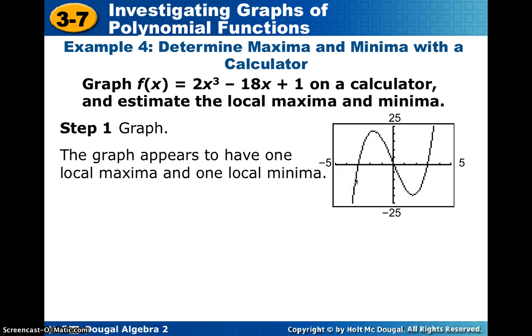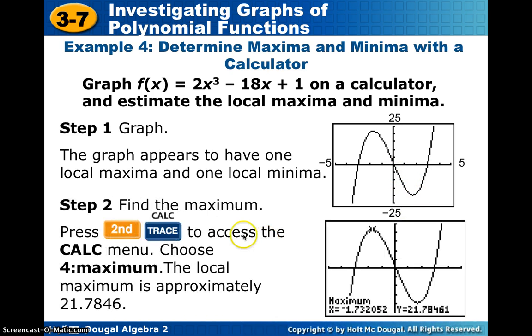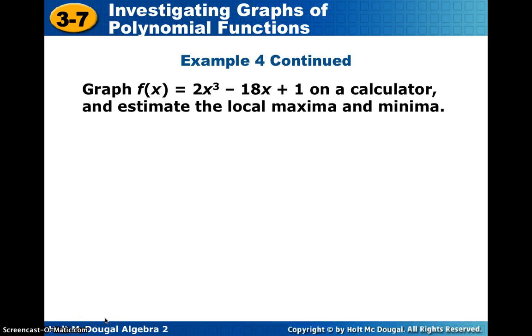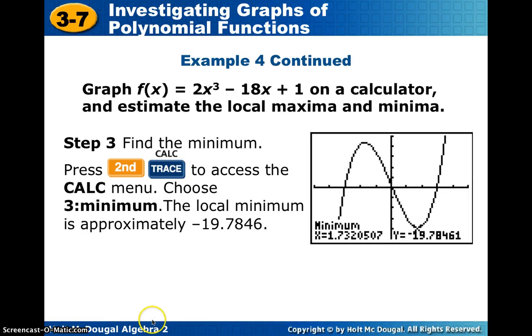And from the graph, it has one maximum up here when it goes from increasing to decreasing, and then one minimum over here where the graph goes from decreasing to increasing. So we're going to use the second calc button above the trace to find the maximum point. You're going to push second calc, and then you have to guess a value to the left of it and a value to the right of it, and then your calculator will estimate in between where that maximum is, and we get the maximum to be at 21.8. And then we can also find the minimum using the same method, second trace, and the minimum is number 3, and we get -19 for the minimum.